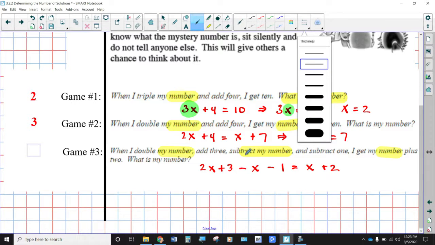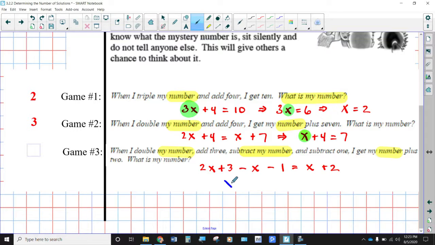I'll change my color here. So let's combine the like terms. The 2x's and the negative x make 1x, and the 3 and the negative 1 make 2. So now you've got it rewritten in simpler form where x plus 2 is equal to x plus 2. If you take away the x from each side, you'll notice it says 2 is equal to 2.